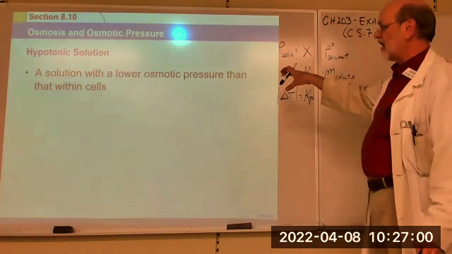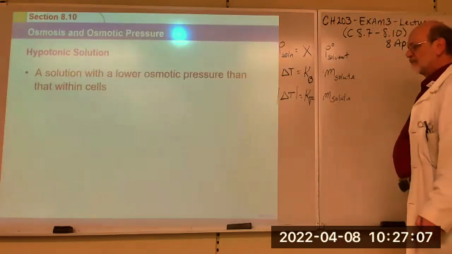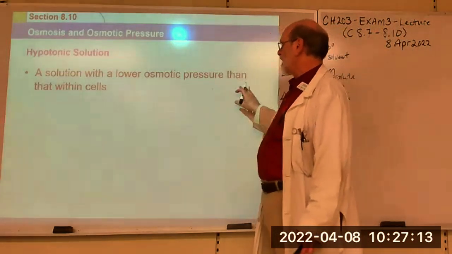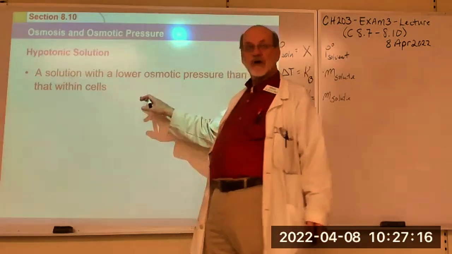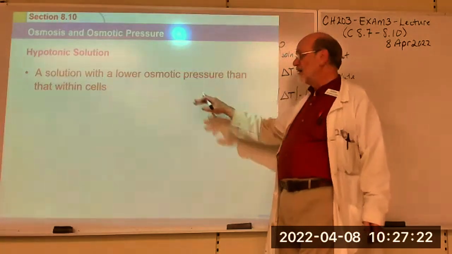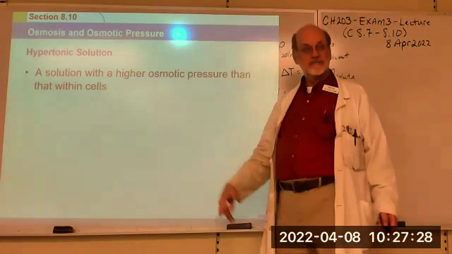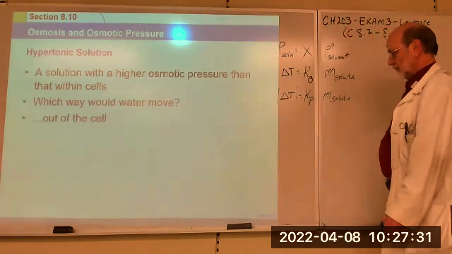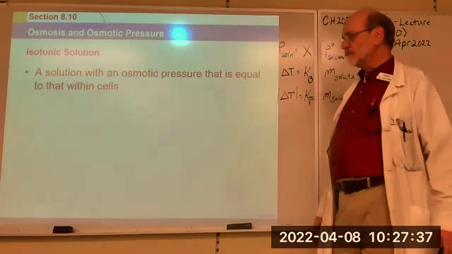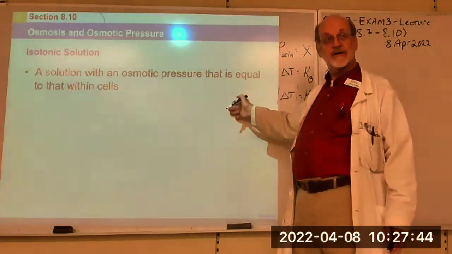So we talked about hypotonic, hypertonic, isotonic solutions, so we don't need to beat this one anymore. We're just saying that a solution that has a lower osmotic pressure than that within cells is hypotonic. So that just means that water will move into the cell from a hypotonic solution. Whereas in a hypertonic solution, water moves the other direction, out of the cell. In isotonic solutions, the water doesn't move at all, or very little, right? So this is an important property to be aware of, correct?